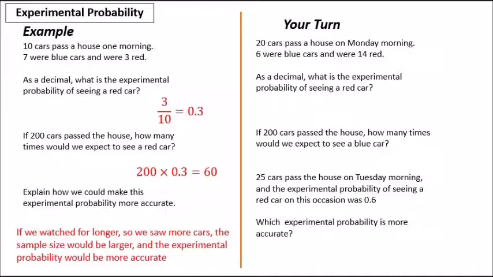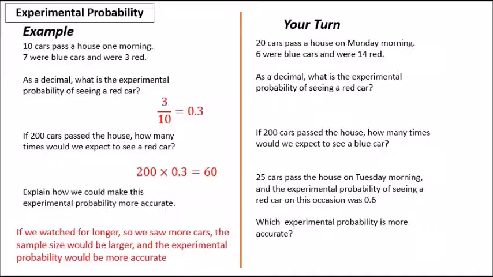If 200 passed the house, how many times would we expect to see a red car? Well, if 3/10 or 0.3 of the cars were red, then we would expect 3/10 of the 200 cars to also be red. So if we multiply by the 0.3 or by 3/10, we find 3/10 of 200. And therefore we should expect to see 60 red cars.